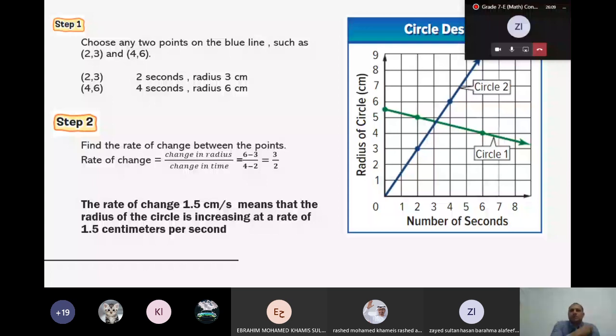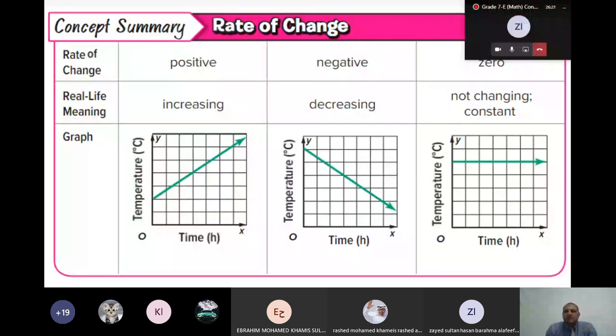And here is the concept summary of the rate of change. The rate of change is positive if the line is increasing, and it's negative if it's decreasing. And it's 0 if there is no change or it is constant.